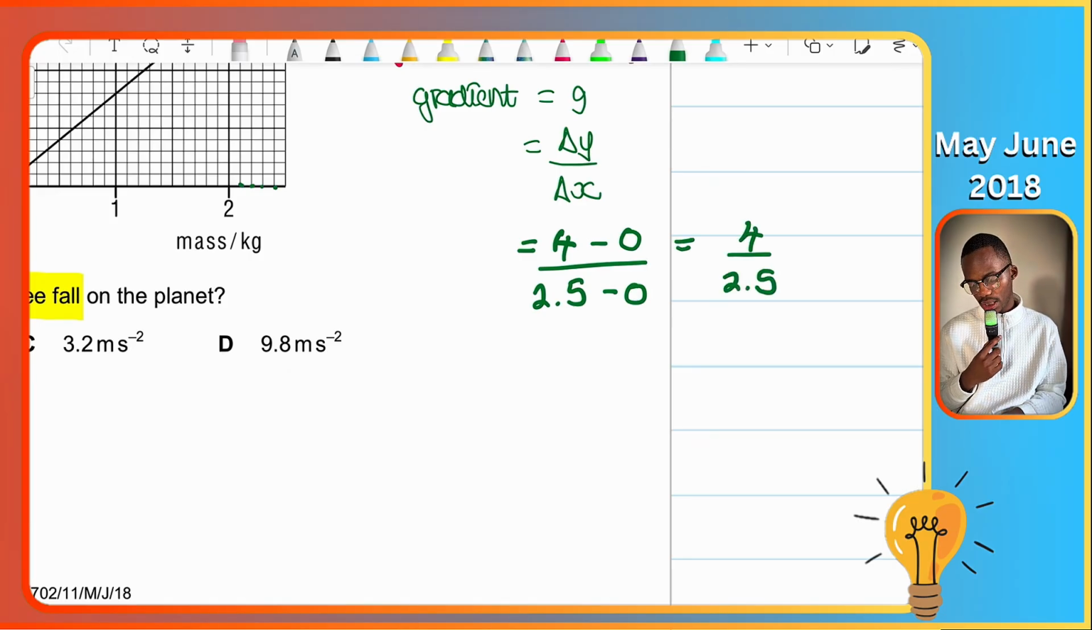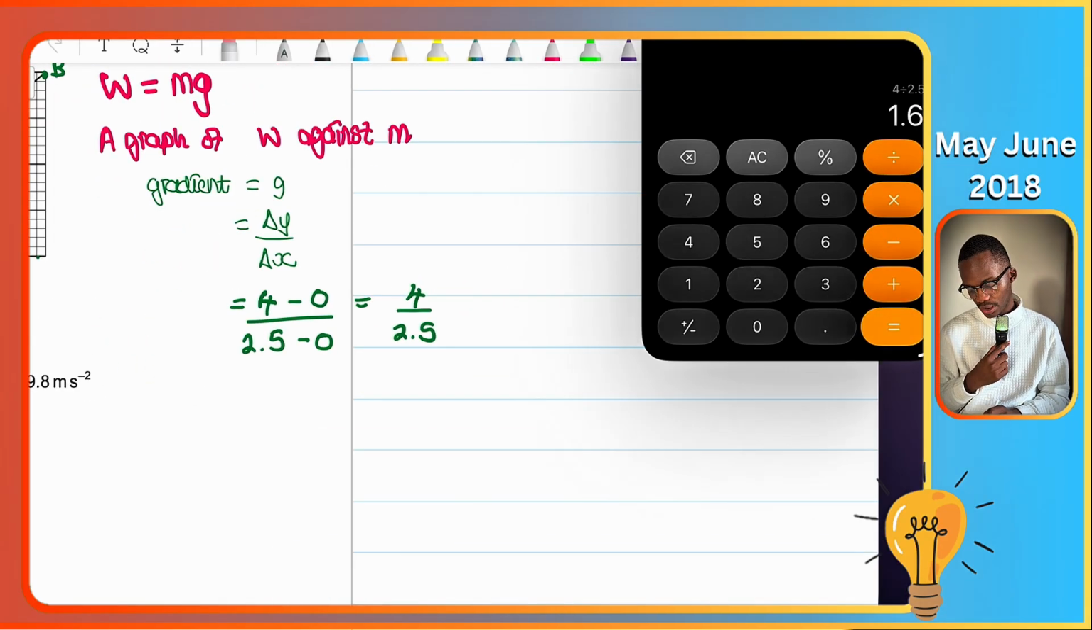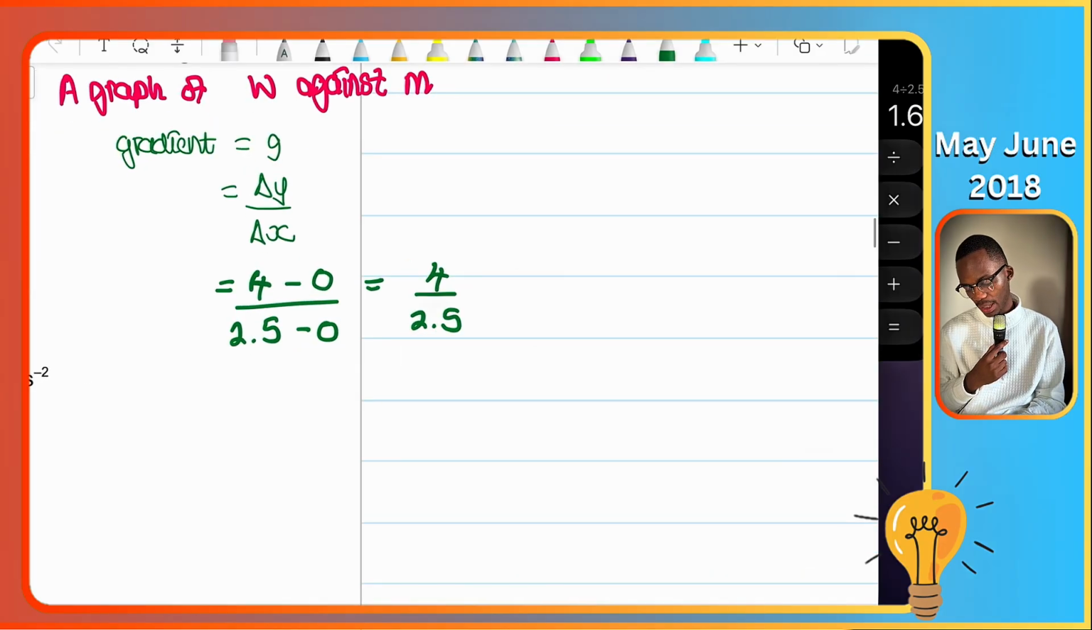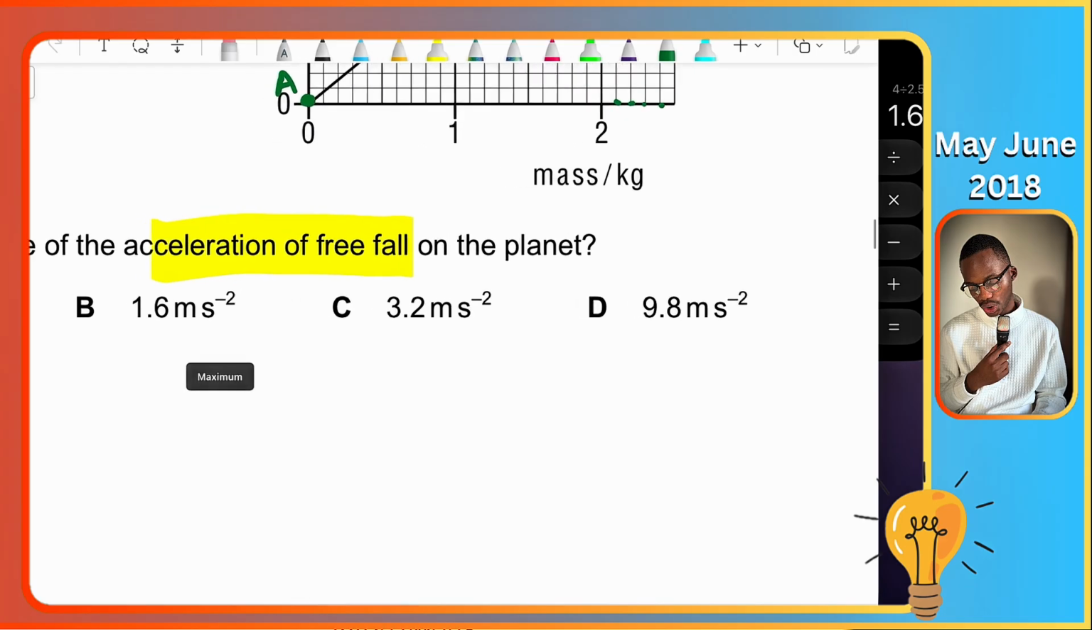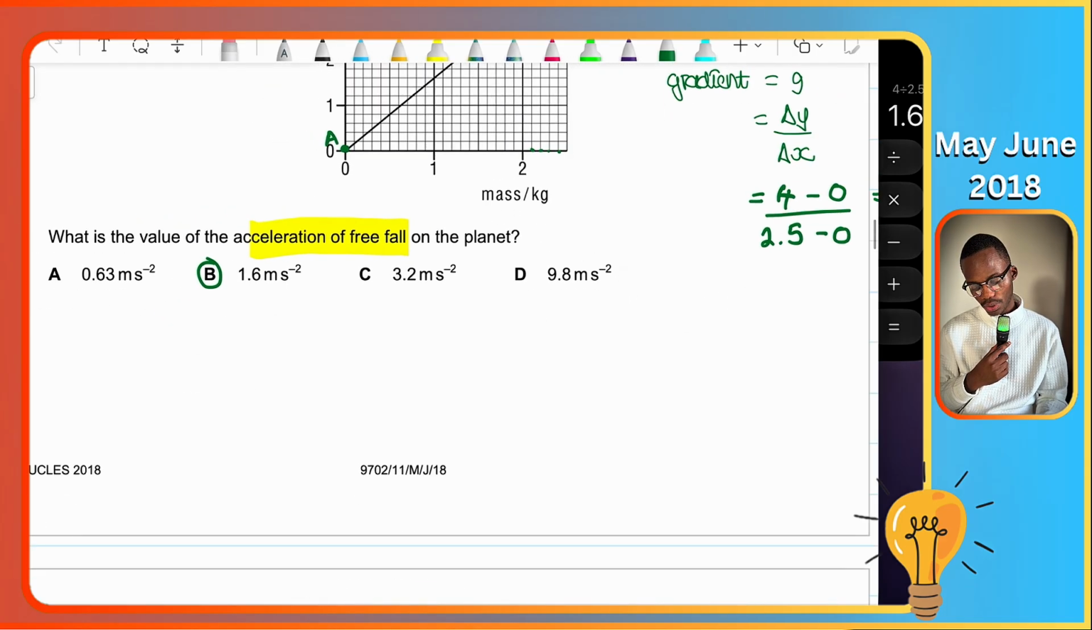And if you calculate this, divided by 2.5, this effectively gives you 1.6. Okay. So this is going to give you 1.6. So the correct answer is going to be B. Okay. Move on to the next question.